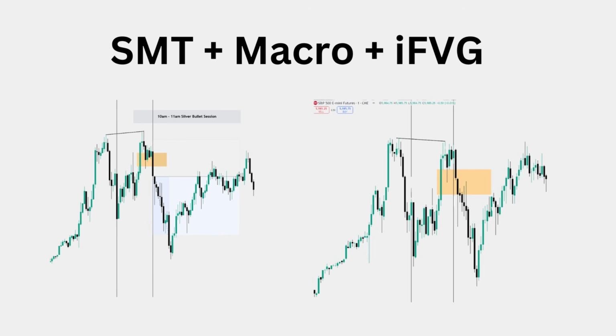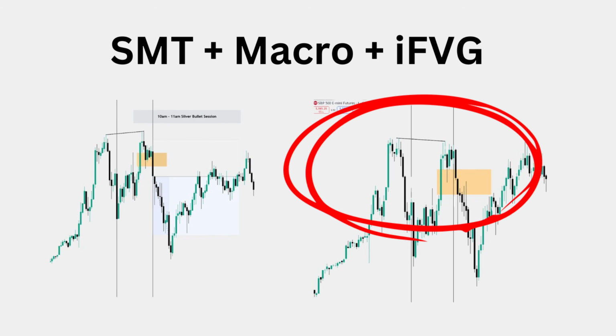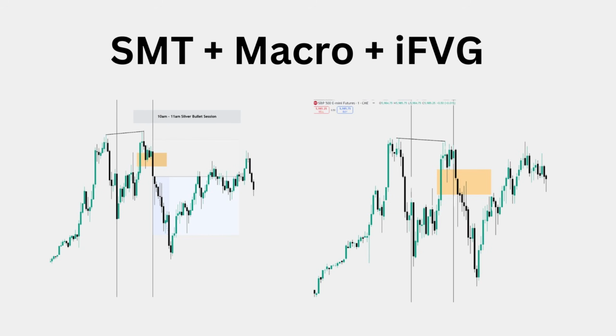Here's an entry model for you, and it's using SMT, macros, and inversion fair value gaps, using this direct trade that we were just talking about. The best thing about these situations, guys, is that we know that the NASDAQ, which is on the left-hand side here, and ES, which is on the right-hand side, normally they move together.